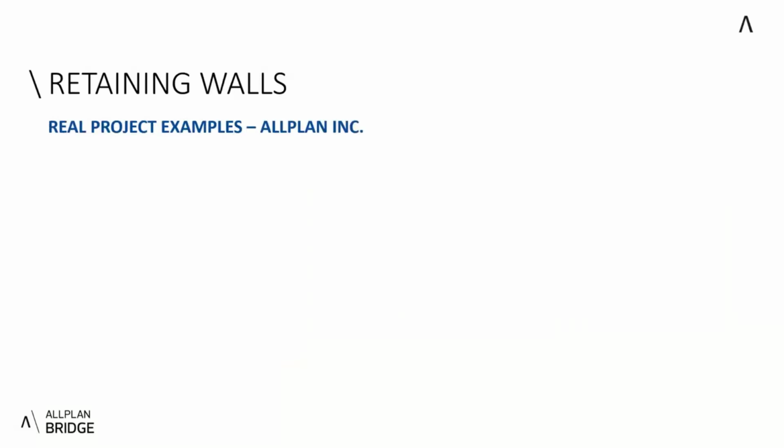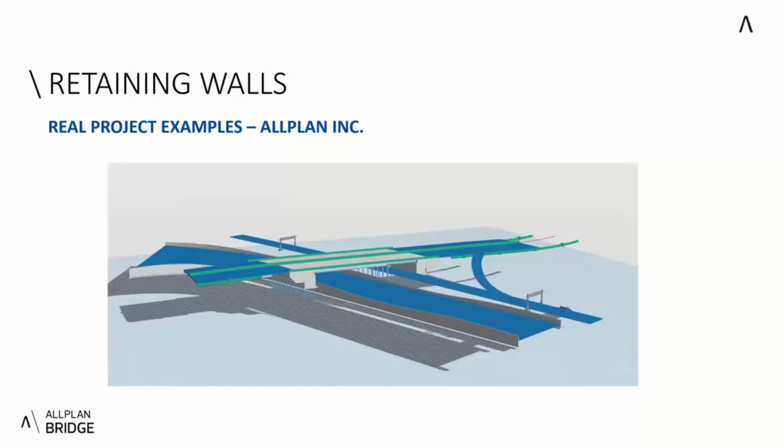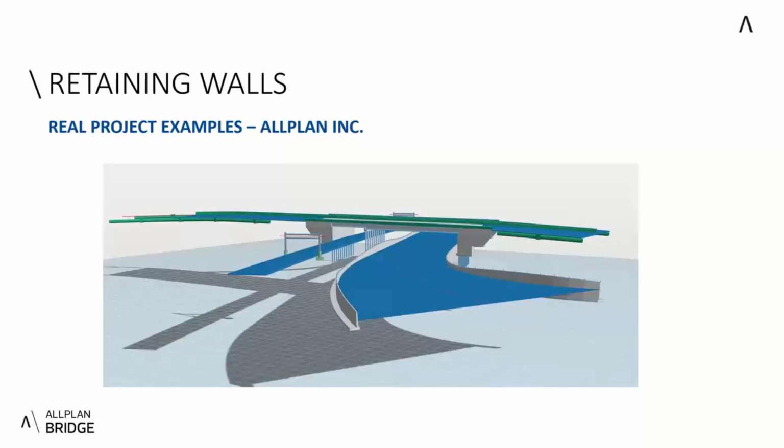At this point, I would also like to show you some real project examples. This one was created by our colleagues from the United States of America, from Allplan Incorporated. And this is an existing project. This is a real project where they also made use of creating retaining walls. So this is not just a bridge. We see a road structure, we see retaining walls. So we see all kinds of infrastructure objects in this model.